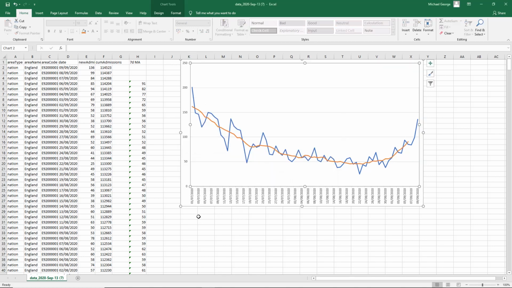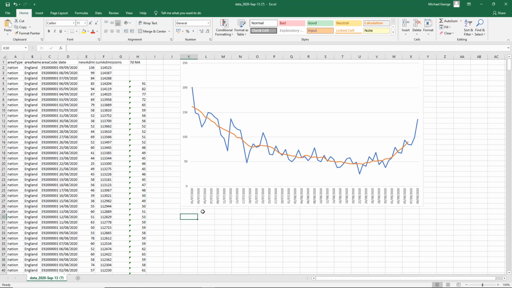So we have the actual number of daily admissions. We've got a 7-day moving average over the top, which is a somewhat clearer trend to be looking at. Anecdotally, it would seem that we went from a decline to an increase around about the 20th of August. And the question is, how is this increasing? What's the growth rate?